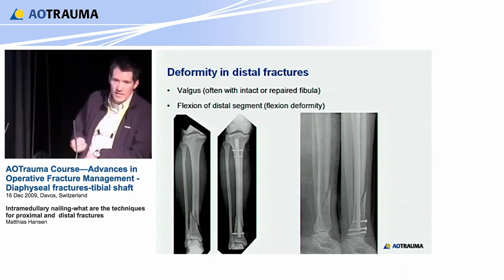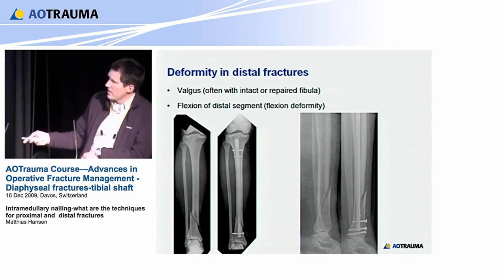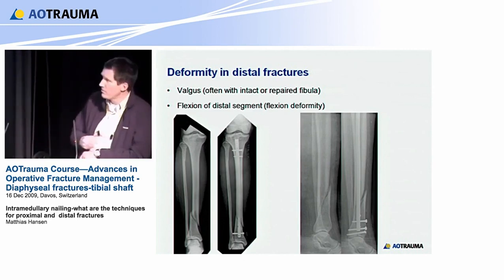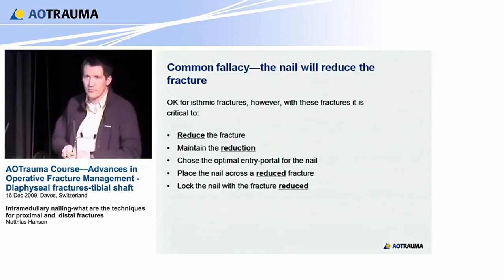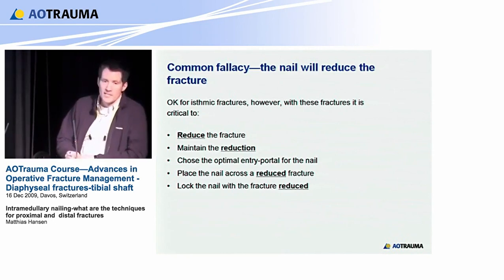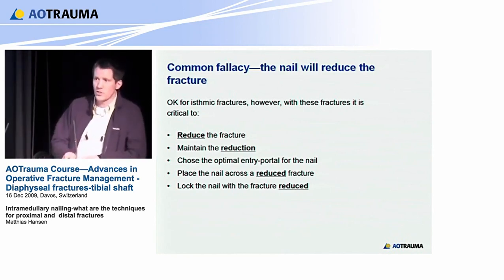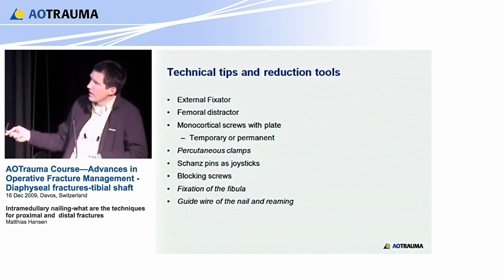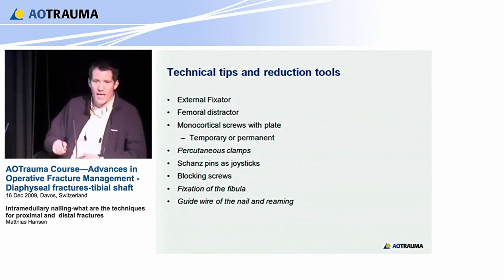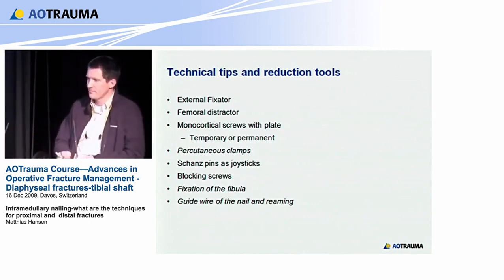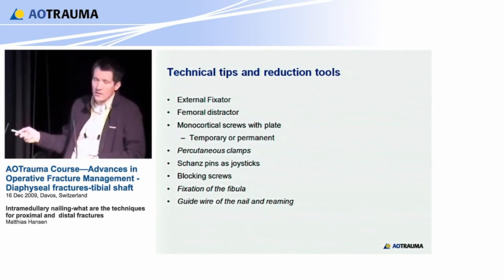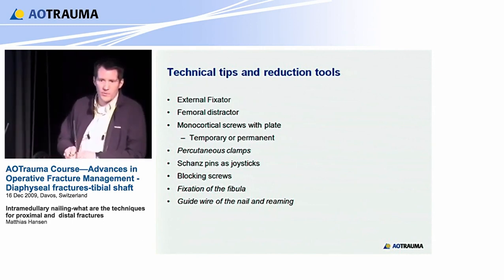Malalignment often is valgus malalignment, especially if you have an intact fibula or you have already fixed the fibula. Then you can get a slight valgus malalignment and you can get a slight flexion of the distal fragment in an antecurvatum deformity. Once again, it's very crucial to point out that the nail may never reduce these malalignments. You have to reduce this before nailing. The optimal entry portal is important, but not as important as in the proximal fractures.